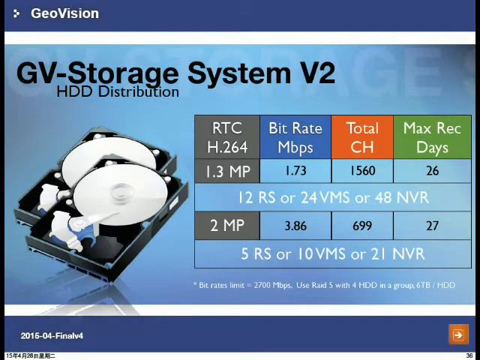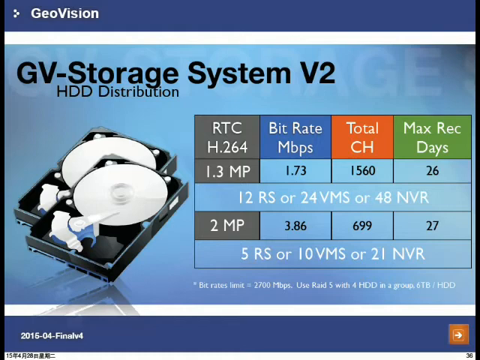I believe this is one of the questions that most customers might be curious about. This is the test result from our FAE department. Before we look at this chart, let's read it out for you, because it is kind of small. With a bit rate limit equal to 2700 megabytes per second, our FAE used RAID 5 with 4 hard disks in the group, and each disk is 6 terabytes.